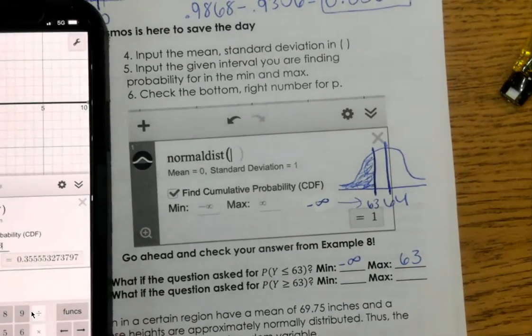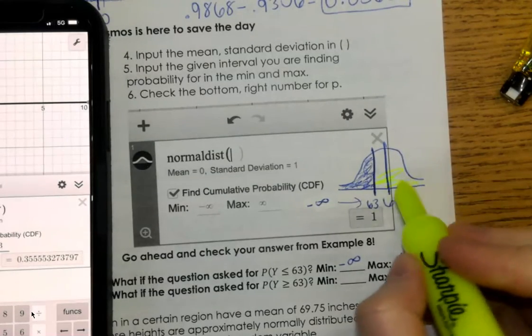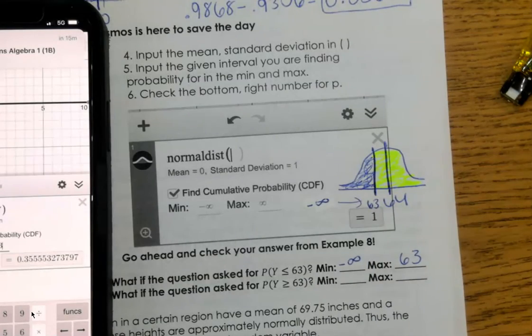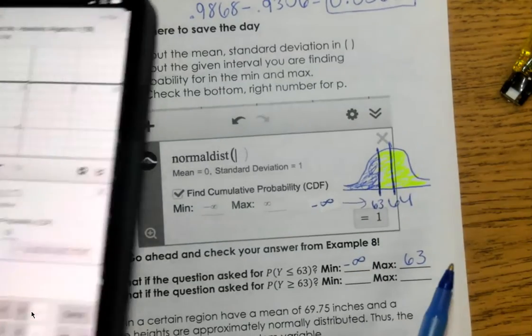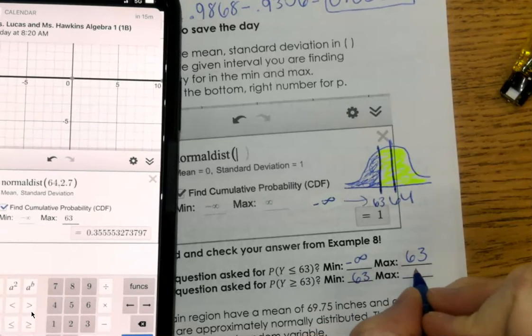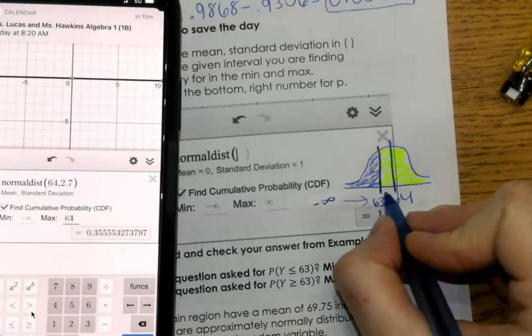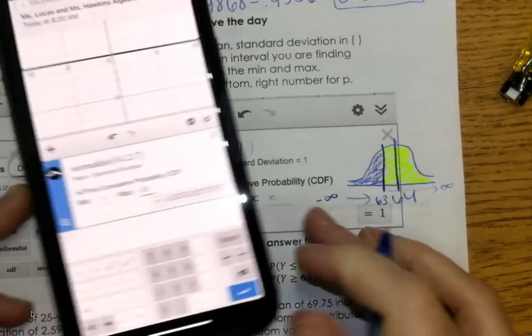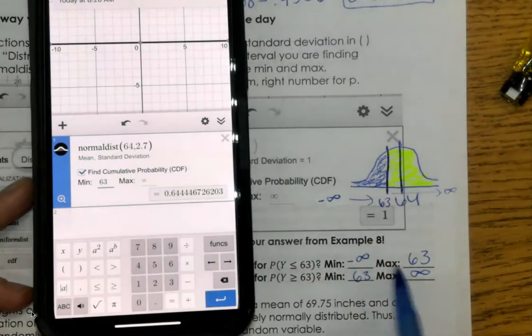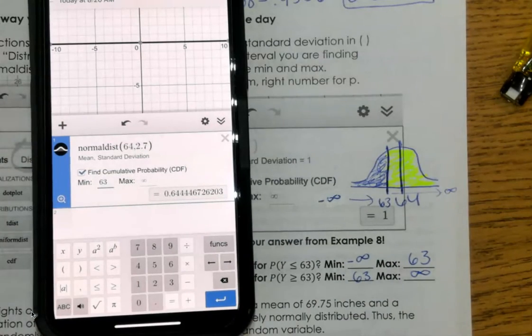Now, if I were looking for the reverse, and I wanted everything that was greater than or equal to 63, I'm looking to the right. Typically what I do is look up my table A value and subtract it from 1, but I don't need to do that in Desmos. All I need to do here is put 63 as the min, and my max is now positive infinity, because I'm going from 63 to positive infinity. So I'm just going to switch that out. There you go. You get 0.644. So that is how you use the normal distribution in Desmos.